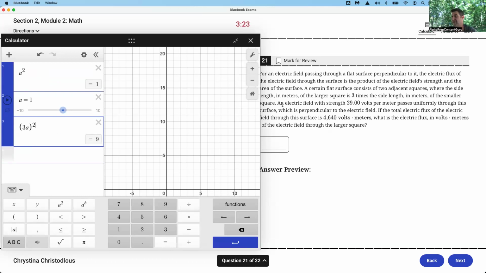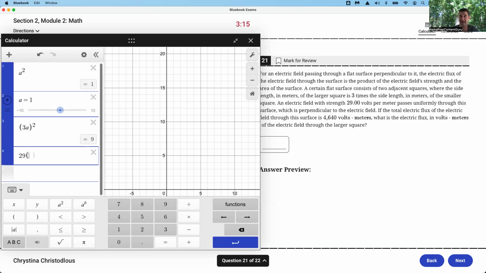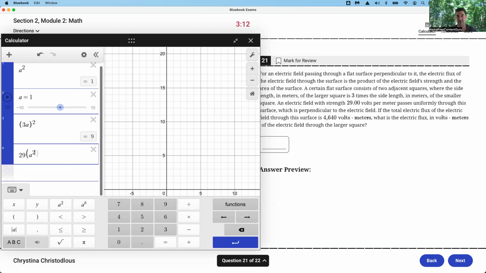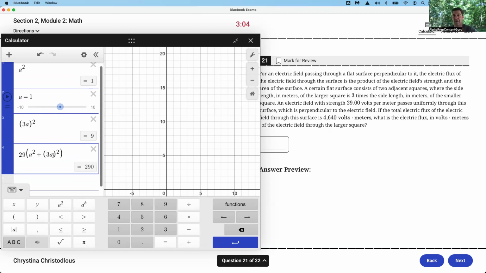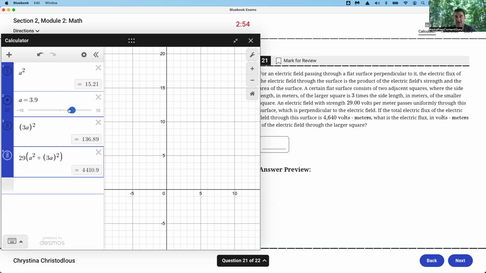Then we have the electric field has a strength of 29. So we know that the strength being 29 times the area of the entire surface, which is A squared plus (3A) squared, has to be 4640. That is the flux. So I'm going to look for 4640 as I go. All right, A is 4.